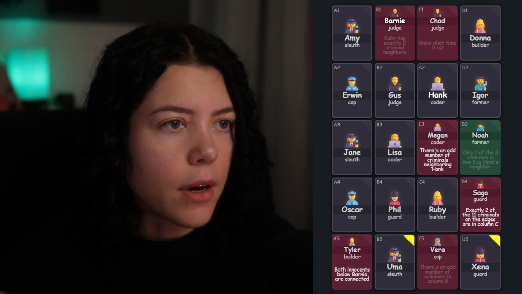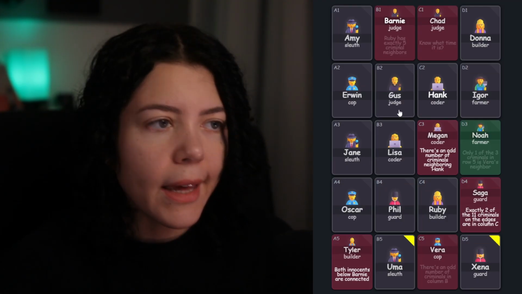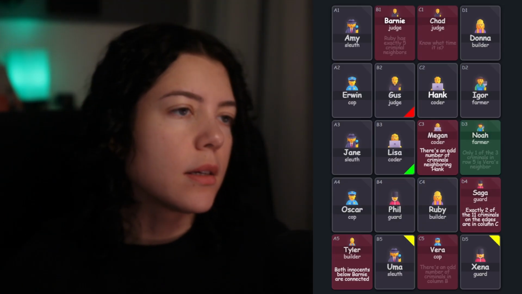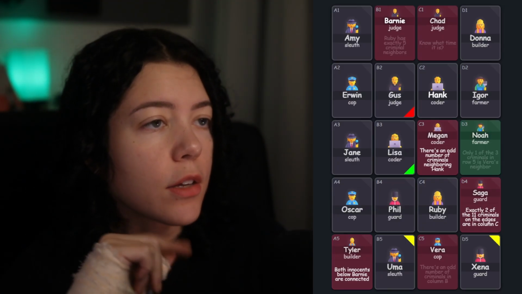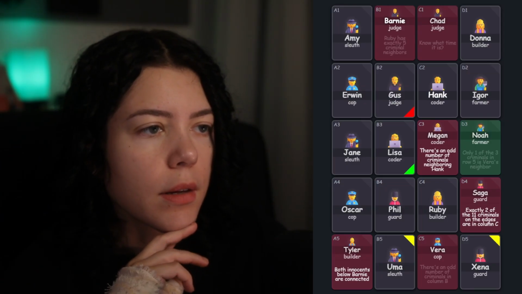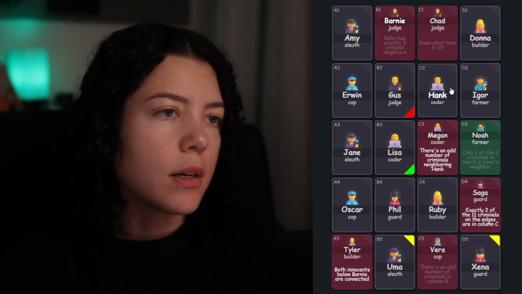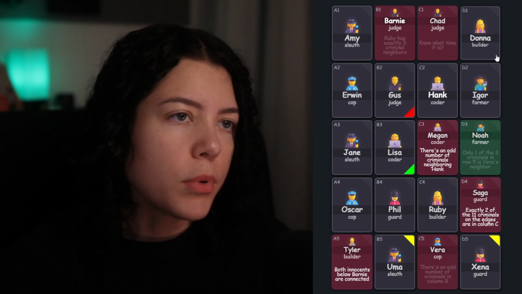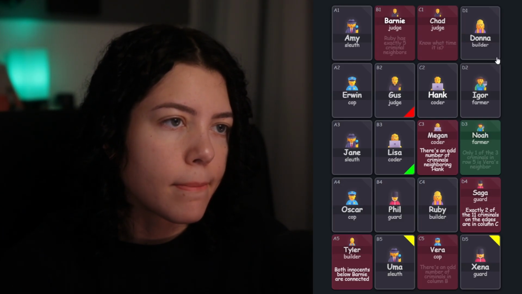And if Hank were to have Gus as a criminal and Lisa as an innocent neighboring him, he will need, because now he has 4 criminals neighboring him, and he needs an odd number of criminals, so he would need only 1 more criminal here neighboring him in column D, and that will put our third innocent here on the edge.